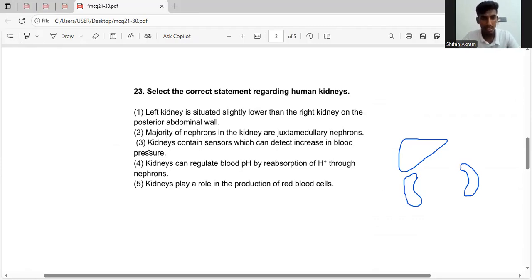Let's go to the third answer. The kidneys contain sensors which can detect increase in blood pressure. Okay.